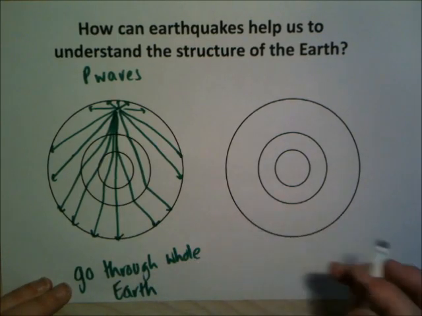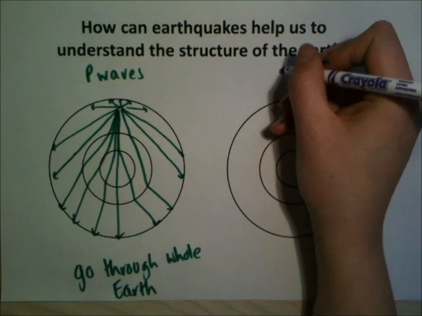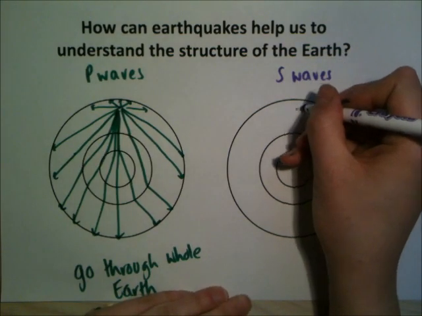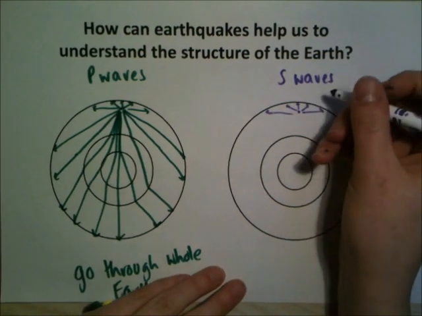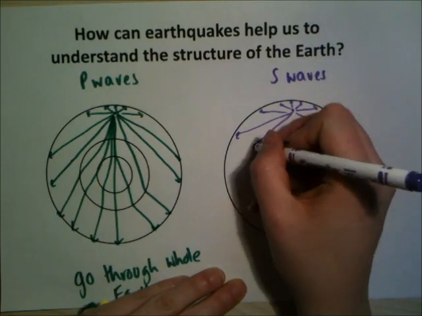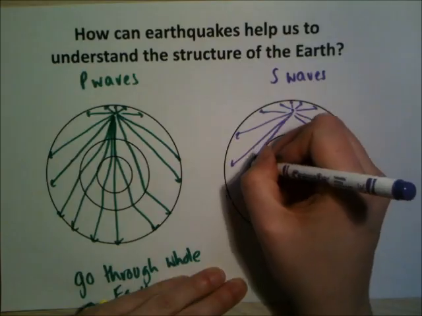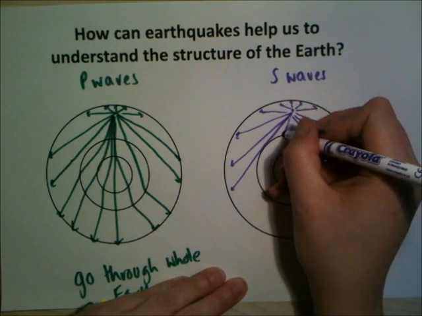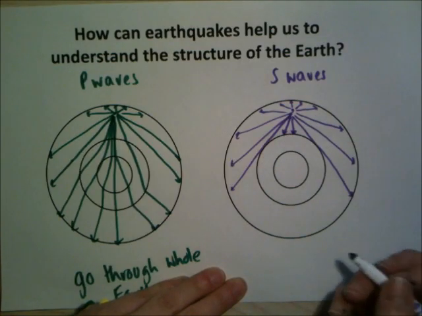However, we just said that S waves can't travel through liquids. So if I have my S waves, I have the same earthquake starting here. They can still do this, like that one did. They can still travel anywhere that's a solid. Remember we said that the mantle is a solid. But then they get to here, they can do this one, and do this one. Then they get here, they can't travel through a liquid, so they stop. They get here, they can't travel through a liquid, so they stop.